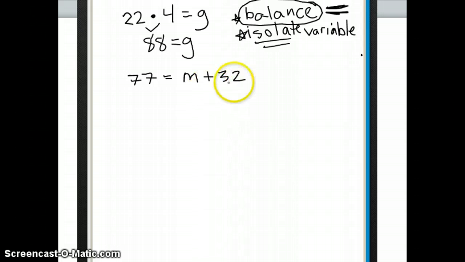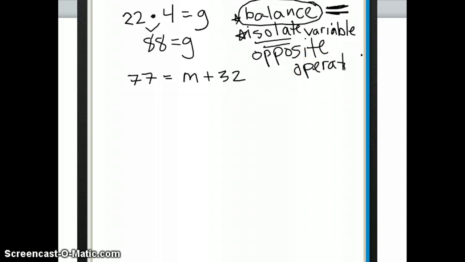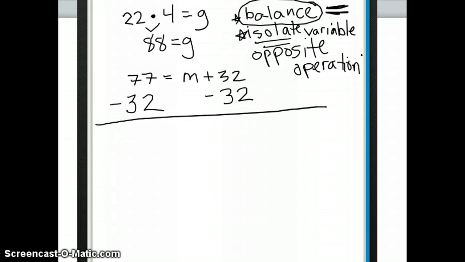And in order to do that, we need to somehow get rid of what's with the m, that is plus 32. 32 has been added to m. So we're going to do the opposite operation. The opposite of adding 32 would be to subtract 32. So we're going to show that we're subtracting 32. And because we must maintain balance, we have to subtract and show that we're subtracting 32 on both sides of the equation. So then we're going to work this vertically.